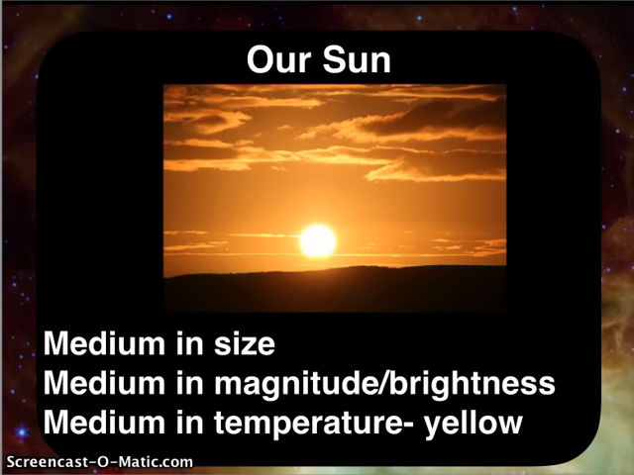Our sun. Our sun is medium in size, medium in magnitude and brightness, and medium in temperature. It's yellow.